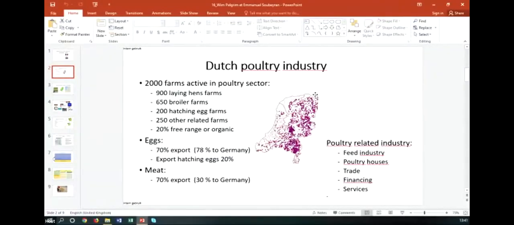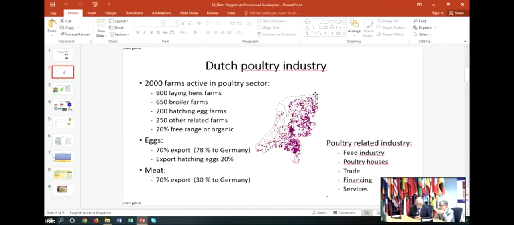Okay, the Dutch poultry industry. We have around 2,000 poultry farms in our country. The majority is laying hen farms, 650 broiler farms, and other farms that are relevant for poultry production. We export a lot. 70% of our eggs are exported, mainly to Germany. A lot of hatching eggs are exported, and also 70% of the poultry meat is exported.